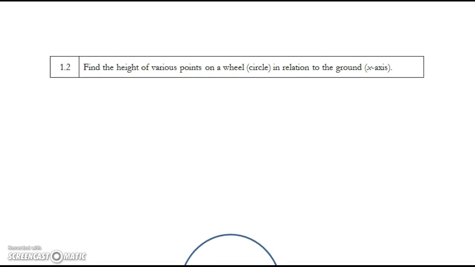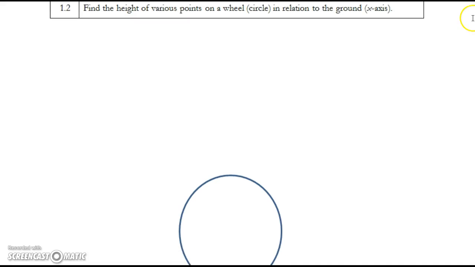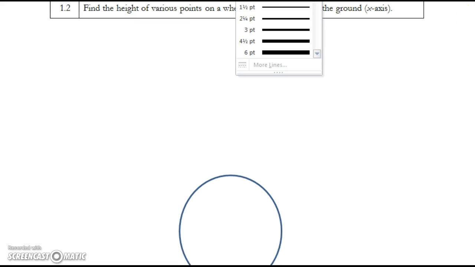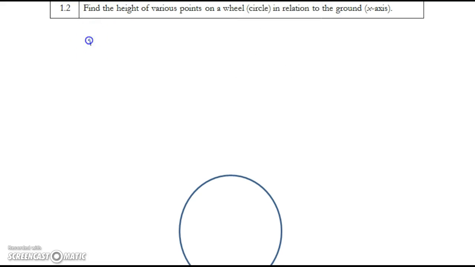So here we are talking about standard 1.2, finding the height of various points on a wheel in relation to the ground. So let's determine some information about our wheel first. Our wheel is going to have a diameter of 50 inches. And let's say that one rotation is going to take us 30 seconds.